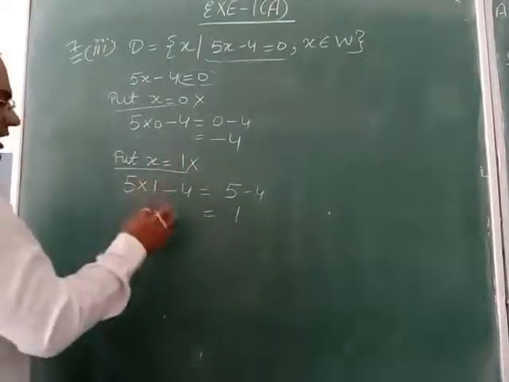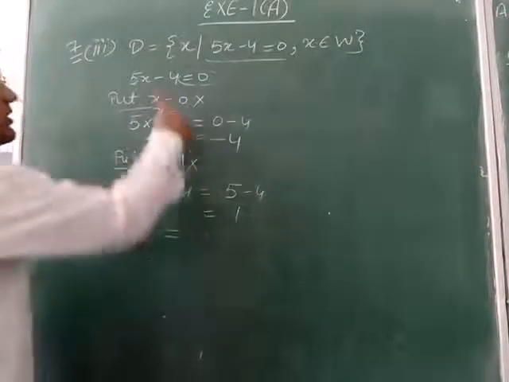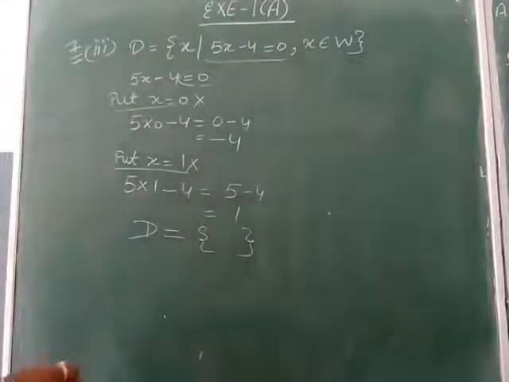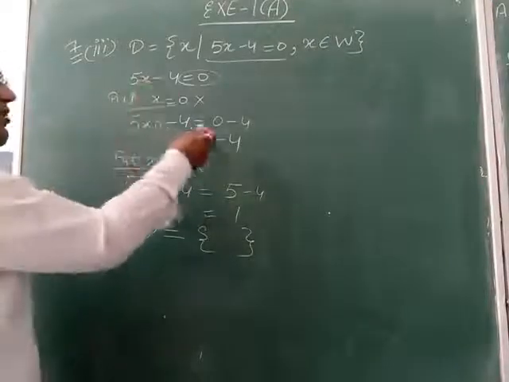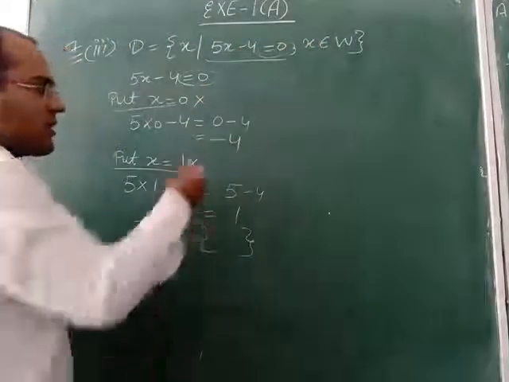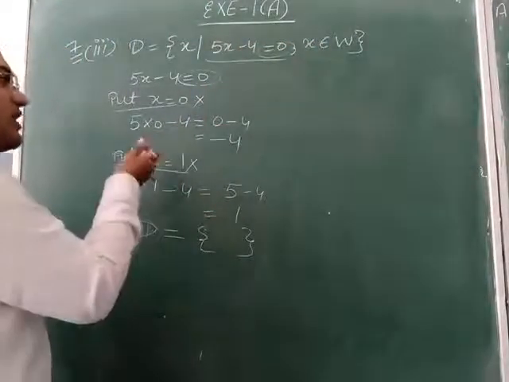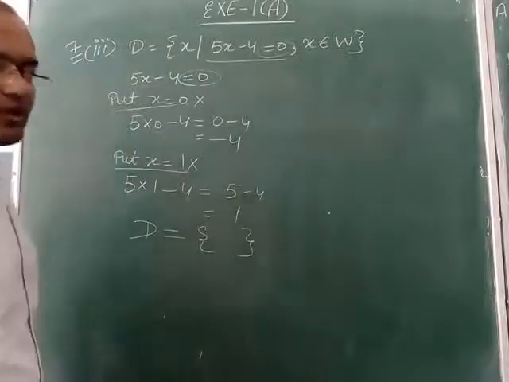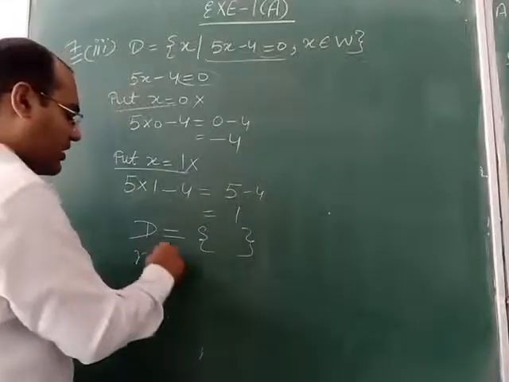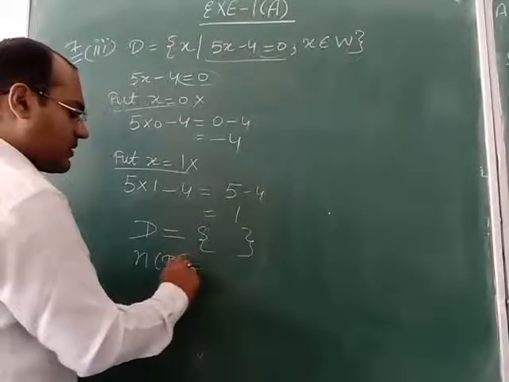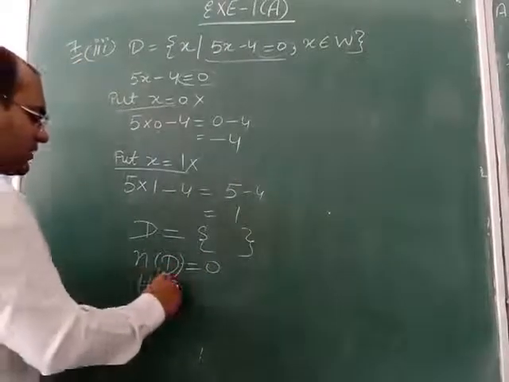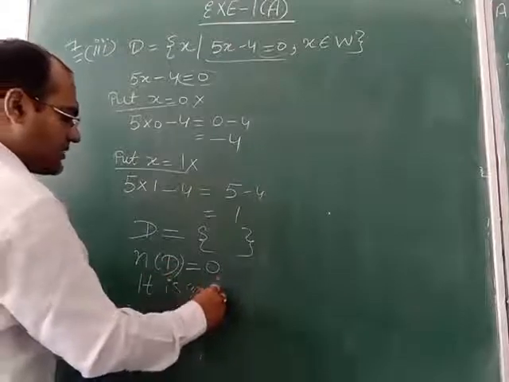So in such a case, in the D set we will not write anything. Why? Because when we put 0, our answer is not correct. It is given in the question that the answer must be 0, but our answer is coming minus 4. When we put another value, then also the answer is not correct. That's why in the set D no element will come, and the cardinal number of D is 0. Since the cardinal number of D is 0, we will write that it is an empty set.